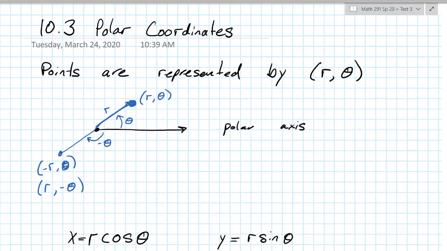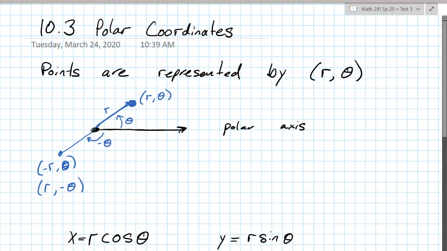Section 10.3 brings us back to trigonometry and polar coordinates. Polar coordinates are ordered pairs. They are points represented by the radius and the angle. We start off with the polar axis here. Kind of looks like the positive x-axis.